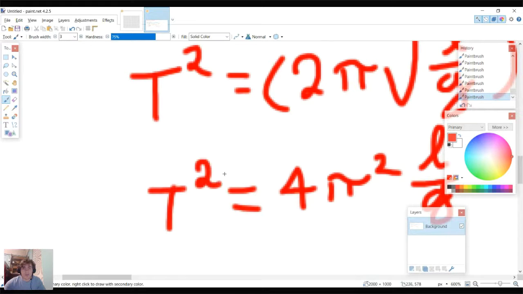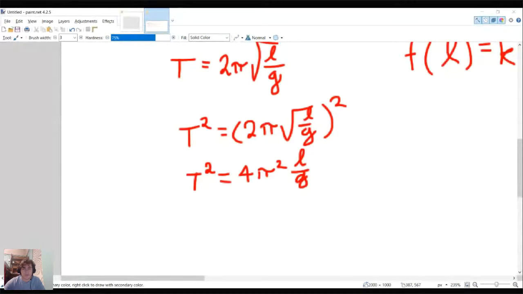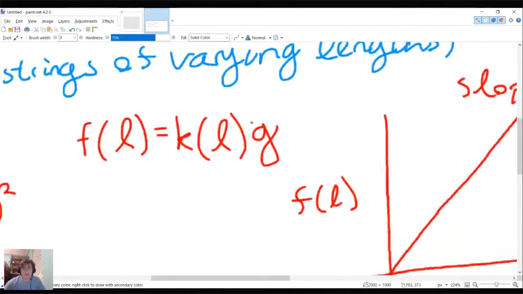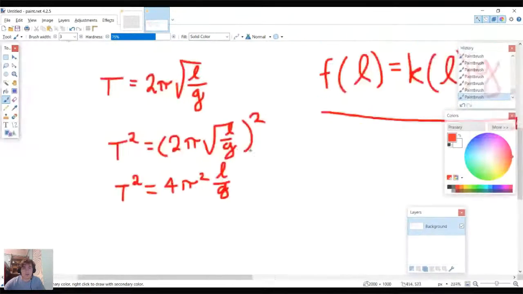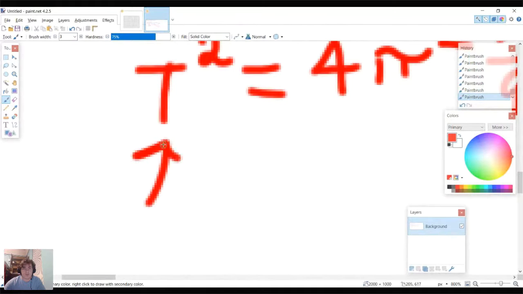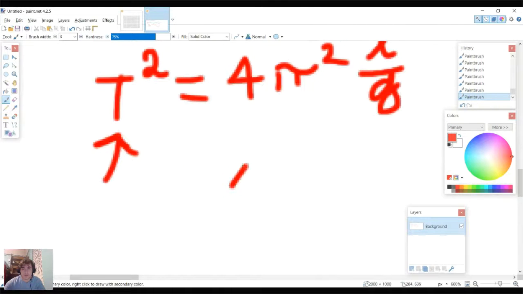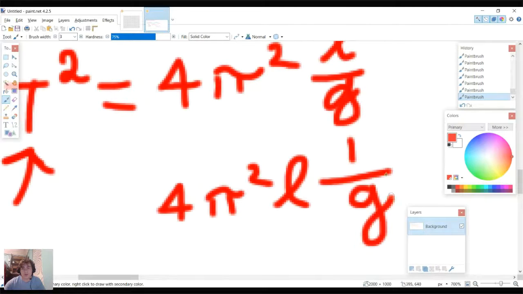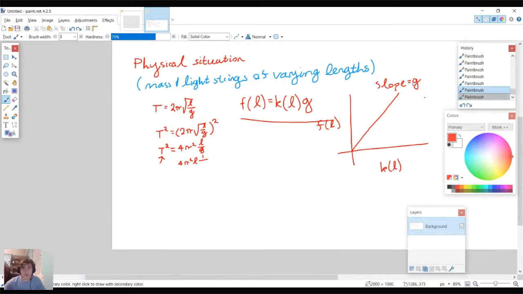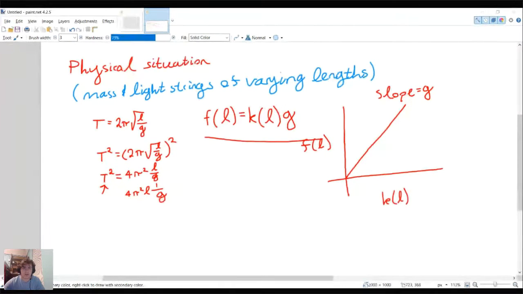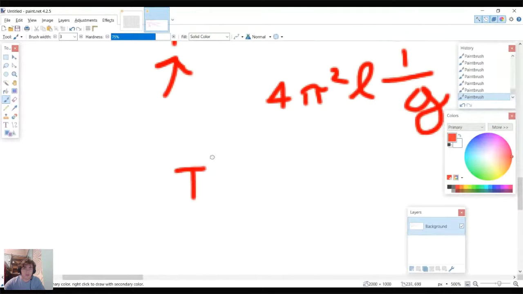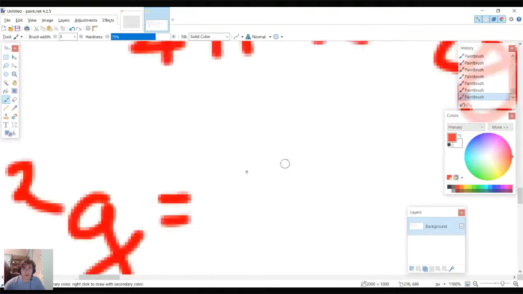So we have this relation, and we can't really satisfy this relation, but we can satisfy a different relation. We have some variable, which would be a function of L, right? We have the L here, and then we have 4 pi squared L times 1 over g. So this k of L g doesn't really work in our case. We could do an inverse g, or we could do T squared g is equal to 4 pi squared L.